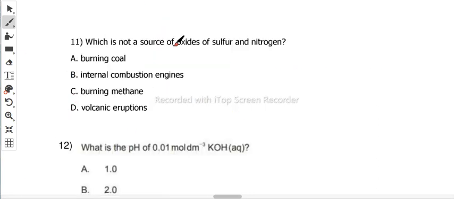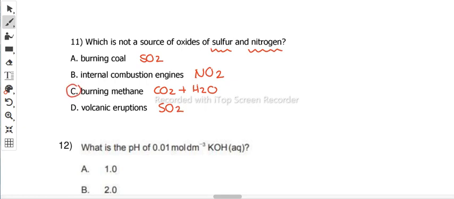Question number 11, which is not a source of oxides of sulfur and nitrogen. So here we are talking about the acid deposition and the pollution another time. Which one is not a source? Burning coal will produce for me the sulfur dioxide. Internal combustion engine will produce for me the nitrogen oxide gases. Burning methane produces carbon dioxide and water. Volcanic eruption causes the formation of sulfur dioxide. So which one is not a source? It is definitely the burning of methane.